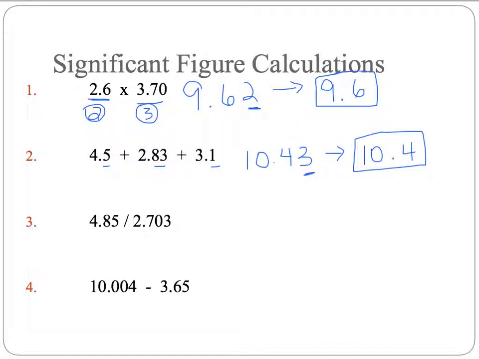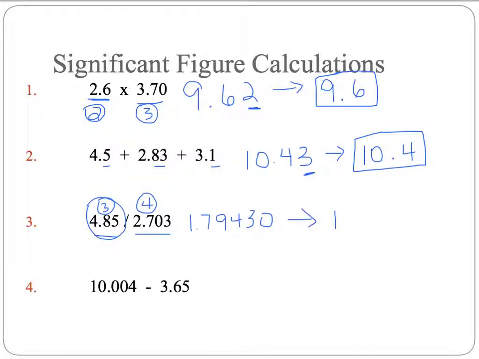Alright, third one. I'm dividing, so I'm going to go back up to the same rule I used on number 1. I'm going to divide the numbers. 4.85 divided by 2.703 gives you this number in your calculator, 1.79430. I'm going to stop there because I need to look at how many significant figures. It's the least number of significant figures. This number right here has 3 significant figures. This number right here, if you count them, has 4.